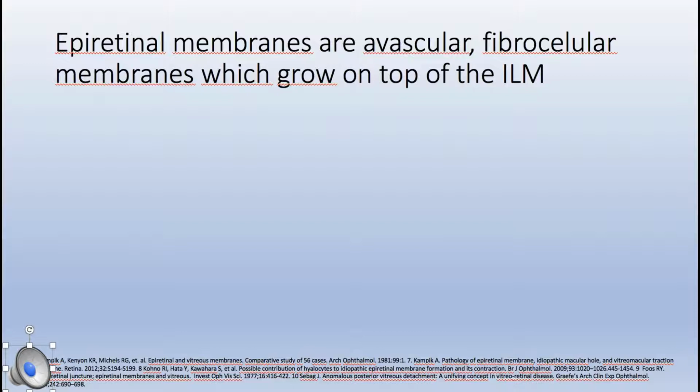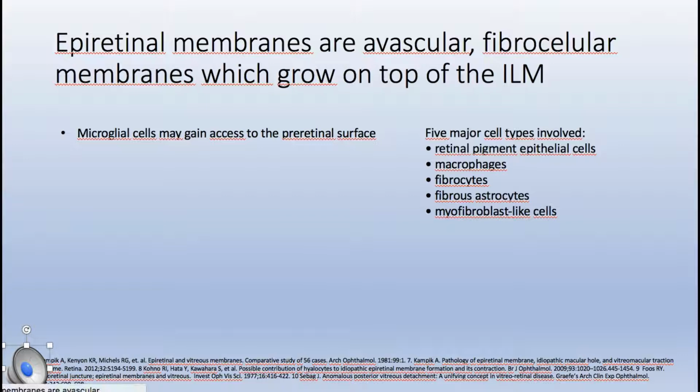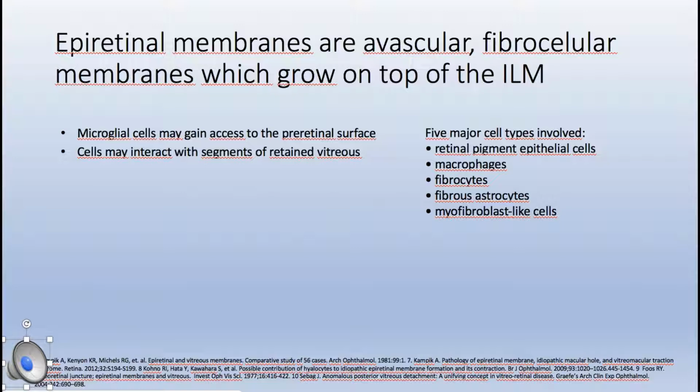Differently from what we've discussed so far, epiretinal membranes are avascular, fibrocellular membranes which grow on top of the ILM, which we've been speaking about so far. This process occurs when microglial cells gain access to the preretinal surface. Five major cell types have been described to be involved in this process: retinal pigment epithelial cells, macrophages, fibrocytes, fibrous astrocytes, and myofibroblast-like cells. There seems to be some form of interaction between the mentioned cells and segments of retained vitreous.